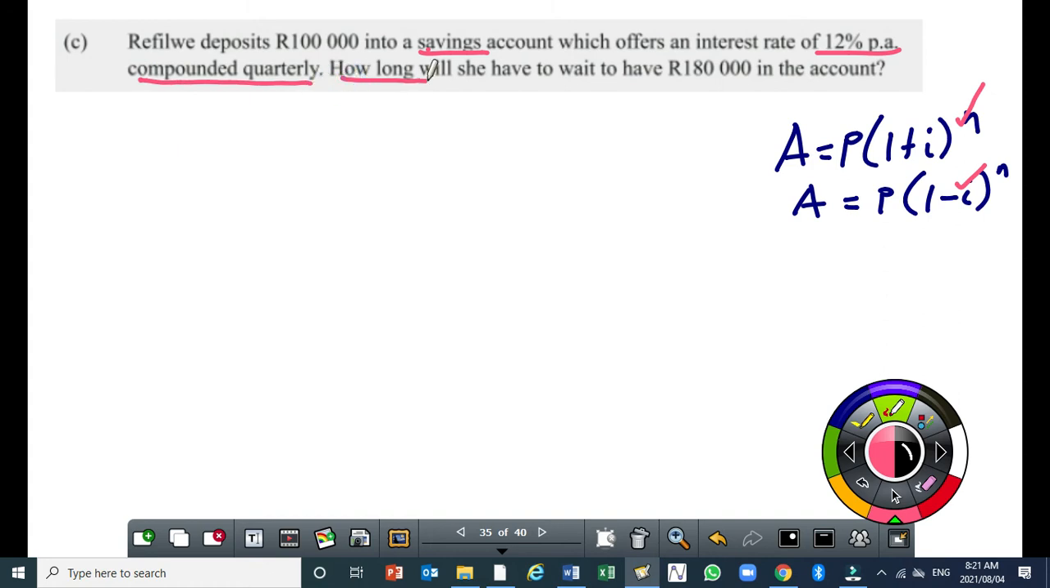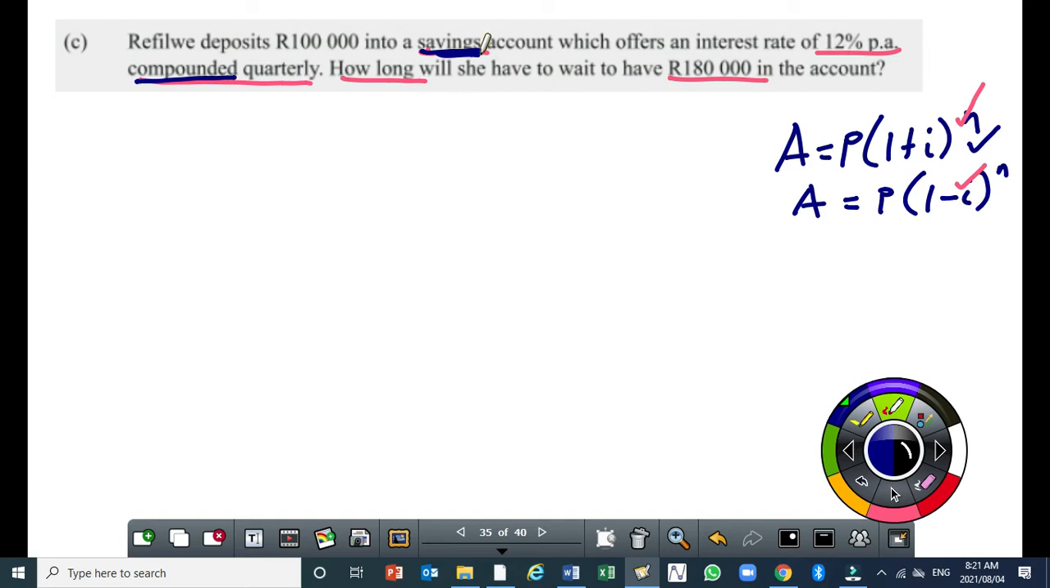How long? That's time now, and usually the time will be in years. How long will she have to wait to have 180,000? Because of this word compounded, we have to use the first formula, also because of that word savings. You can make a mistake of using the second formula here, so you need to be very, very careful.